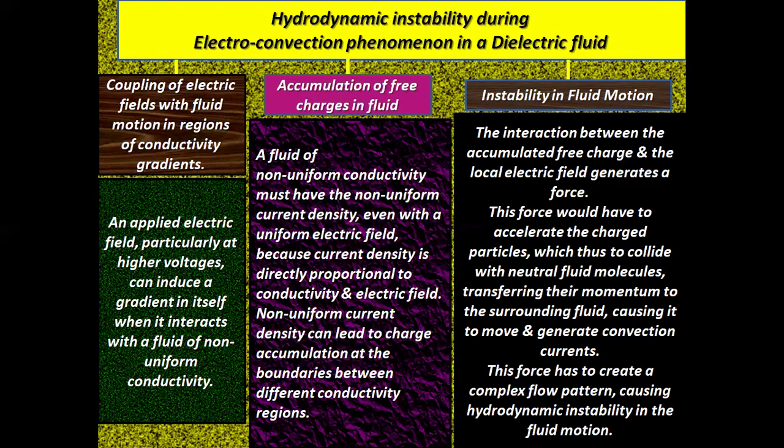Accumulation of free charges in fluid. A fluid of non-uniform conductivity must have a non-uniform current density even with a uniform electric field, because current density is directly proportional to the conductivity and electric field. Non-uniform current density can lead to charge accumulation at the boundaries between different conductivity regions.